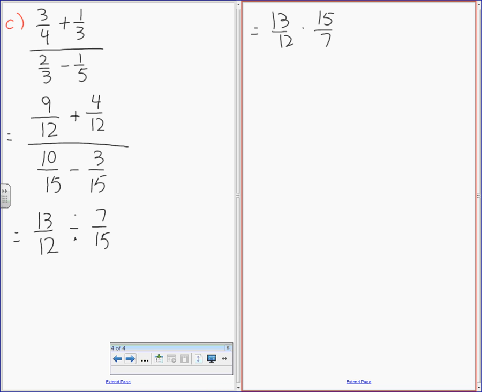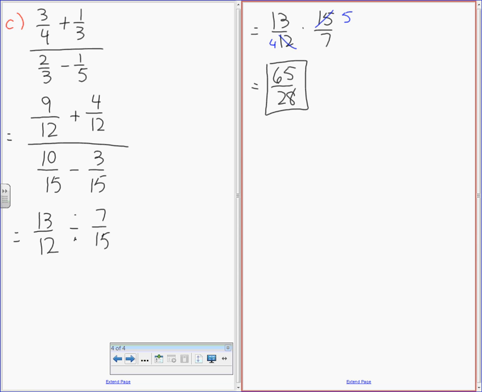What you look for is things that are common in the numerator and denominator and divide them out. What can the numerator and the denominator both be divided by? 3, good. So you can say 15 divided by 3 is 5, and 12 divided by 3 is 4. Then in lowest terms, that's 65 over 28. And that's necessarily going to be in lowest terms.